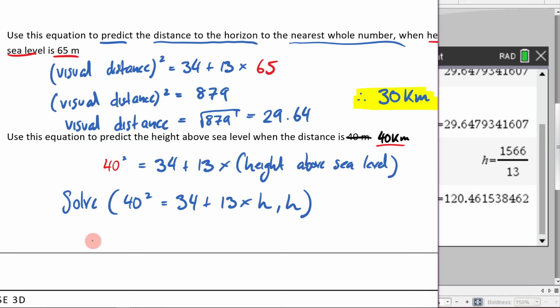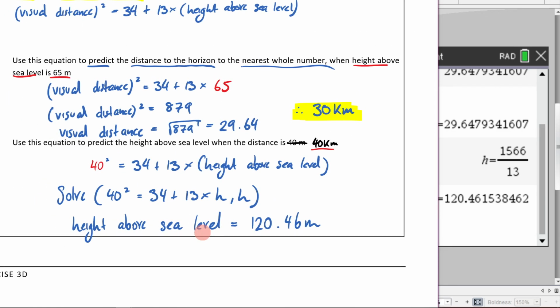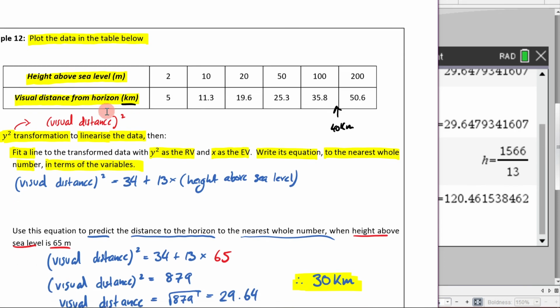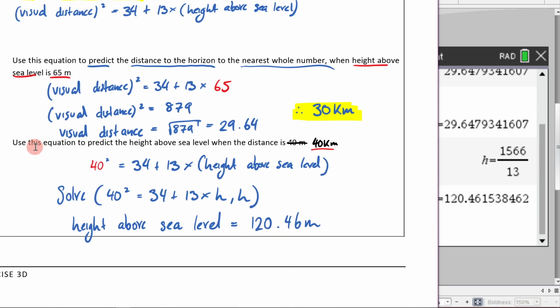So the height above sea level is equal to 120.46. Now, the height above sea level was measured in meters. Let's just double check that we've got our units correct here. Height above sea level, which is what we're trying to predict, is measured in meters. So that should be meters there. And it doesn't mention anything about rounding. Use this equation to predict the height above the sea level. Nothing about rounding there, so we can leave it just like that, 120.46 meters.